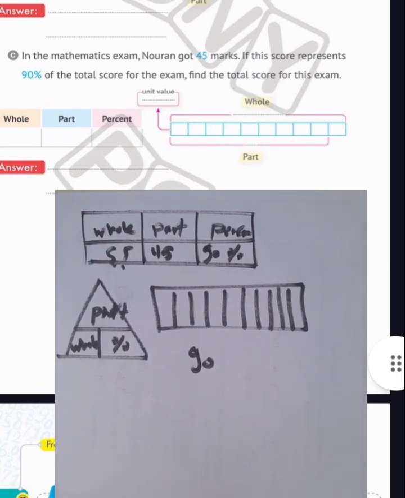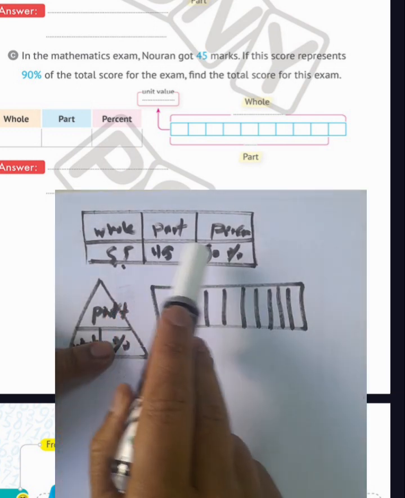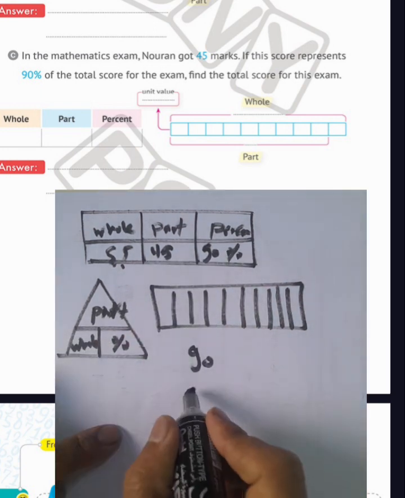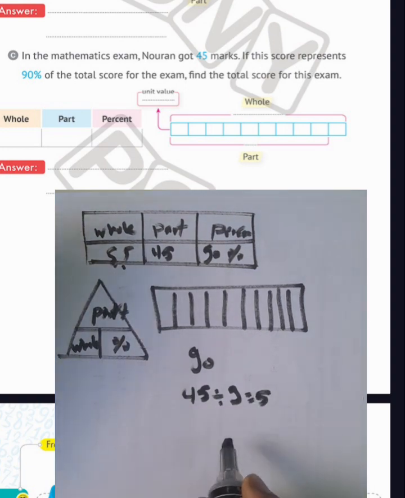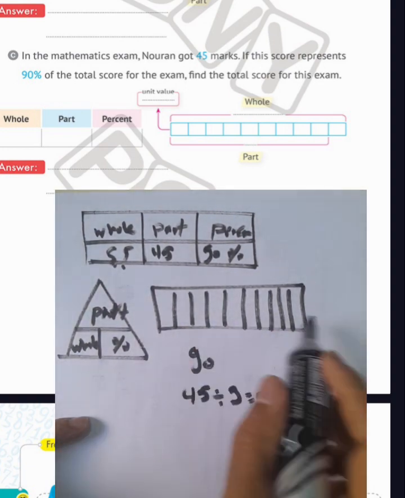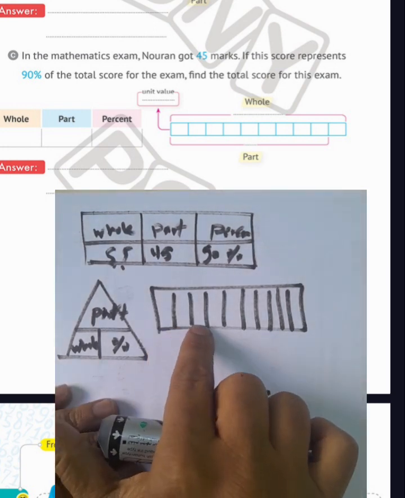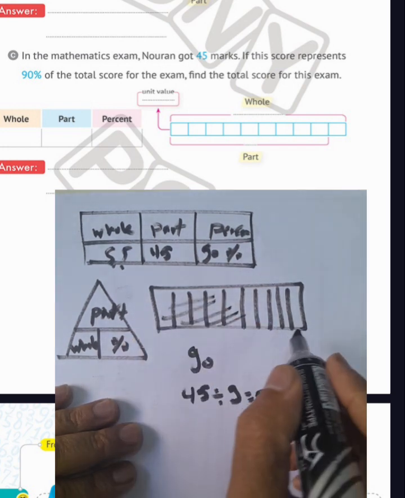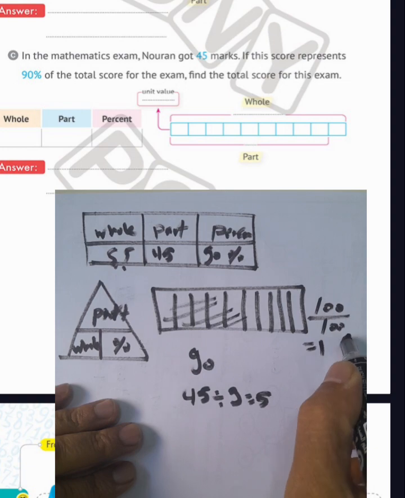To find the whole number, you must divide the part by the percent. 45 divided by 90%, we can cancel 0 here, then 45 divided by 9 equals 5. Then each one of them is 5. Okay, 5 parts: 1, 2, 3, 4, 5. And the value of each one is 10, because we have 100 over 100, it will be 100%.